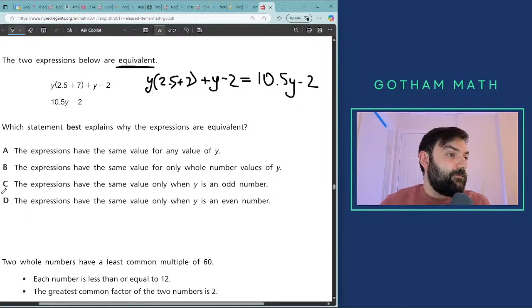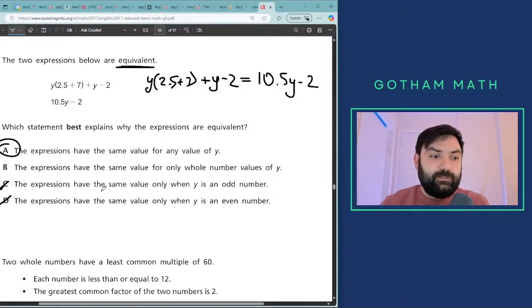Okay, so saying that it's only when it's odd or even makes no sense. So the expressions have the same value for any value of y, for any value. That's why we even have equations. So one side will balance the other. So it will be A.